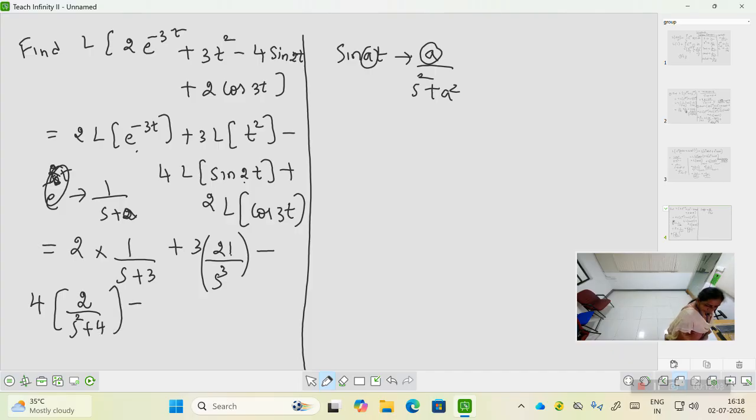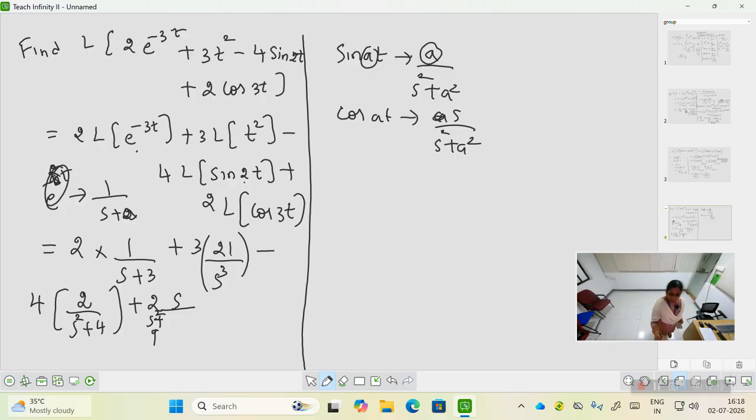Okay. Similarly, coming to this part, plus 2 into what I have? L of cos 3t. What is the formula for cos at? Cos at is s by s square plus a square. So what I'll get here? 2 into s divided by s square plus 9.